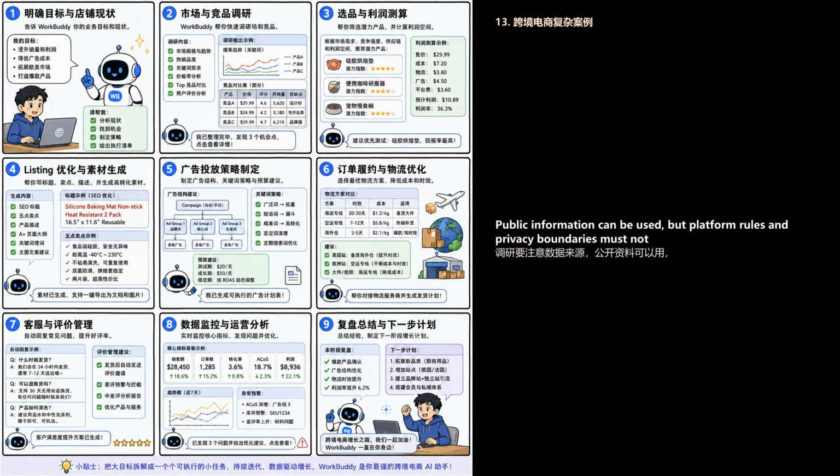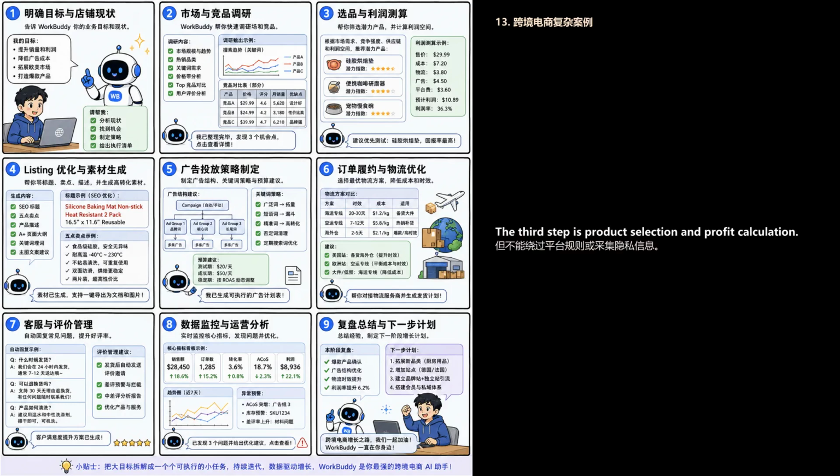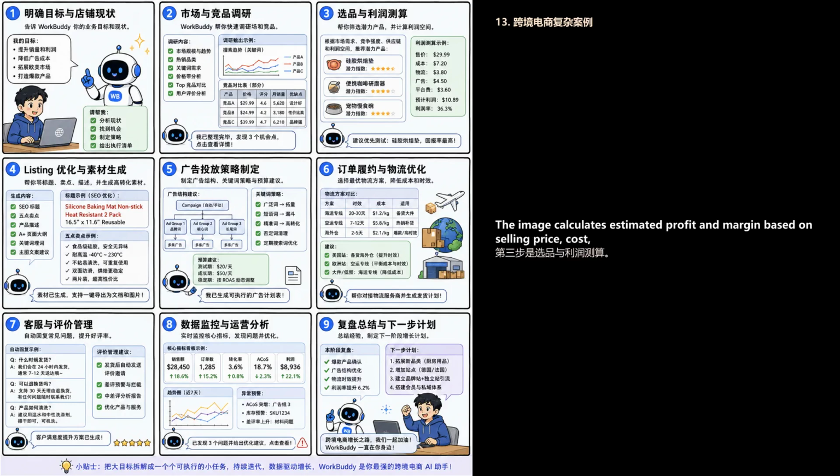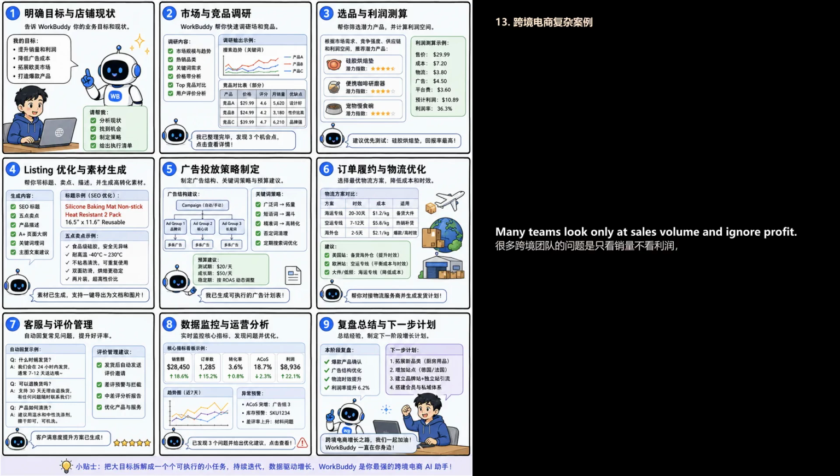The third step is product selection and profit calculation. The image calculates estimated profit and margin based on selling price, cost, logistics, advertising, and platform fees. Many teams look only at sales volume and ignore profit. WorkBuddy helps make the cost structure clear.